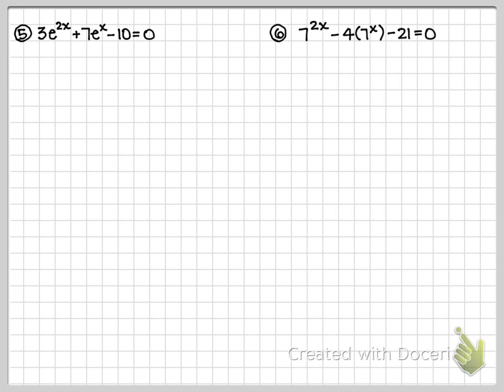So what I'm going to do is I'm going to look at the term that has the smallest exponent. I guess that's one way to think about it. So if I take a look at question number 5, my smallest exponent would be e to the x, or the x power. So here's what I'm going to do. I'm just going to use a dummy variable, and I'm going to let u equal e to the x.